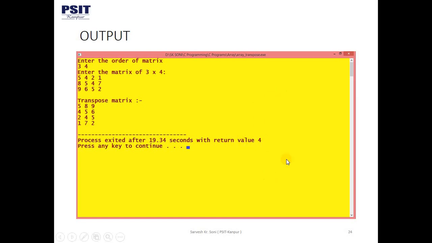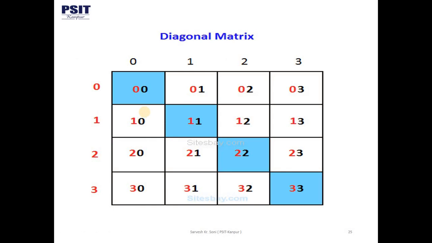And the output will be of this type. Enter the order of matrix, suppose 3 cross 4. Then again a message will be displayed: enter the matrix of order 3 cross 4, and I have given the matrix values. Similarly, after giving the matrix values and pressing enter, I will get the transpose matrix as shown in this figure. Okay, so the next program is how to print and sum the diagonal elements, right?